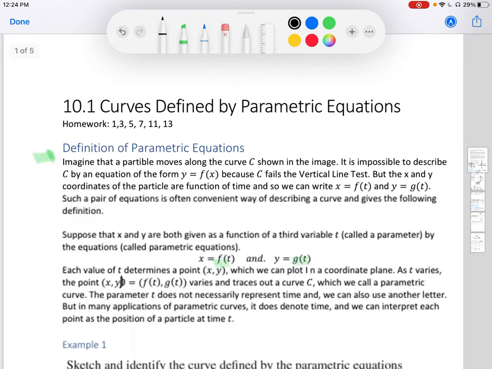All right, so this was an introduction to parametric equations. Your homework will be problems 1, 3, 5, 7, 11, and 13. Thank you.